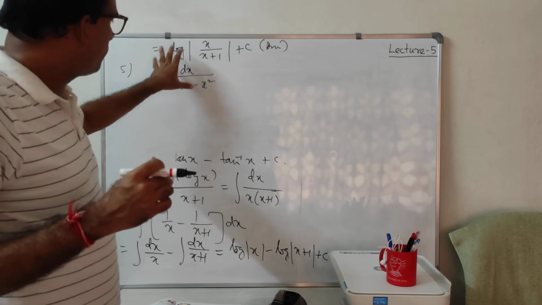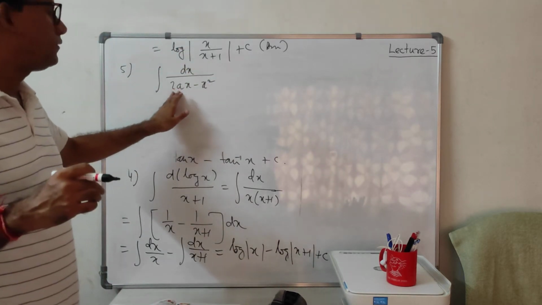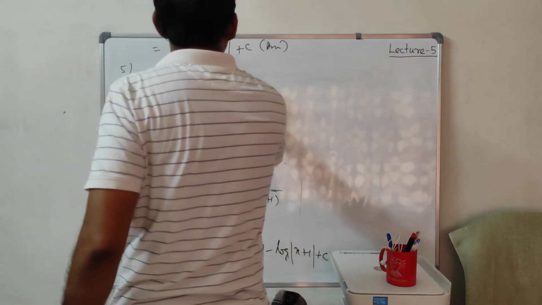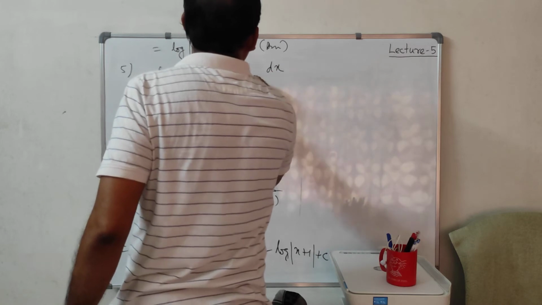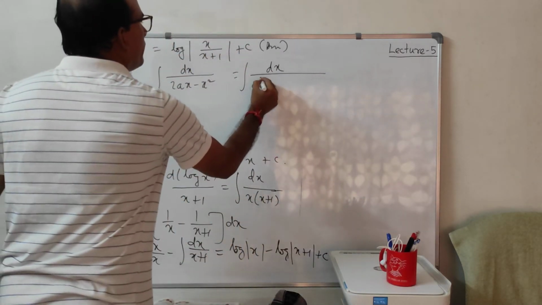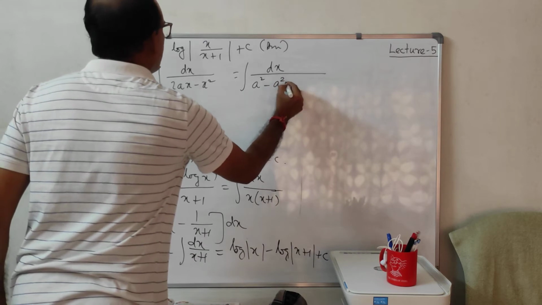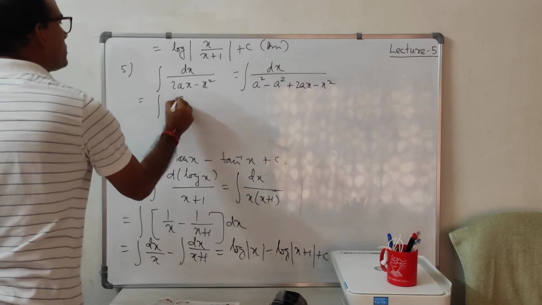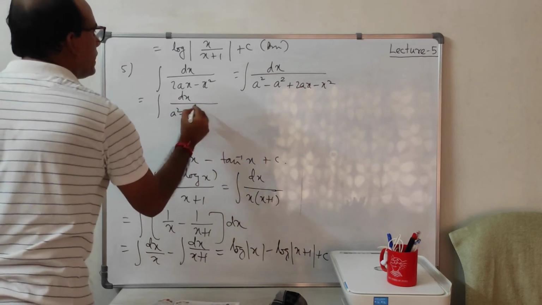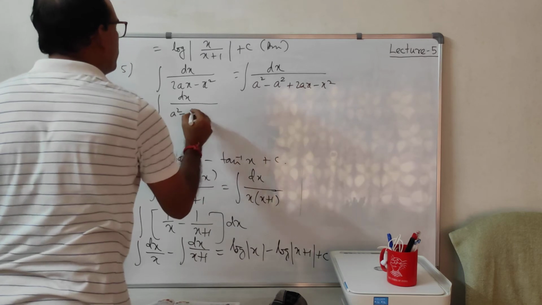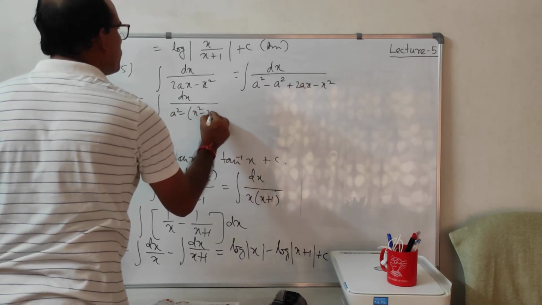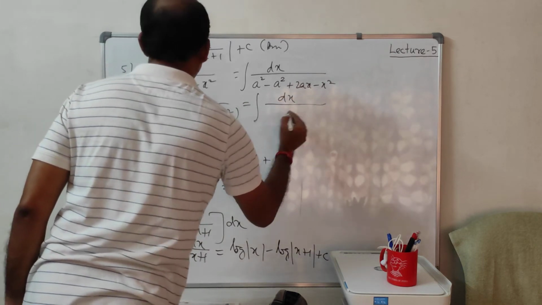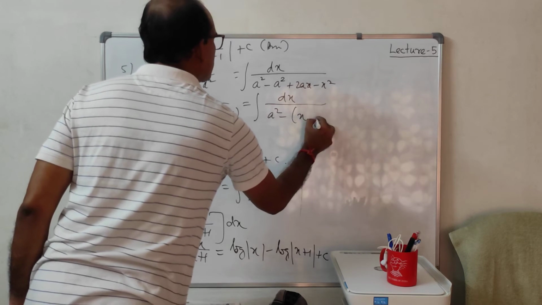First convert this fraction 1 by 2ax minus x square into that standard type. See how can I get that standard form? a square minus a square plus 2ax minus x square. The integral dx by a square minus, if you take minus common, you will get x square minus 2ax plus a square. So this will be integration dx by a square minus (x minus a) whole square.